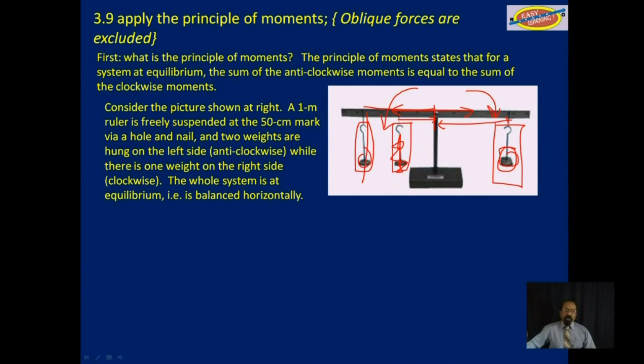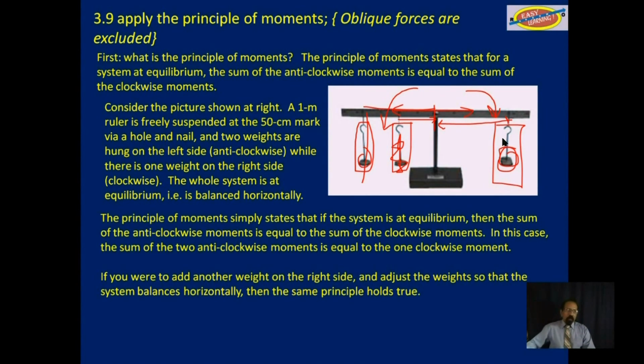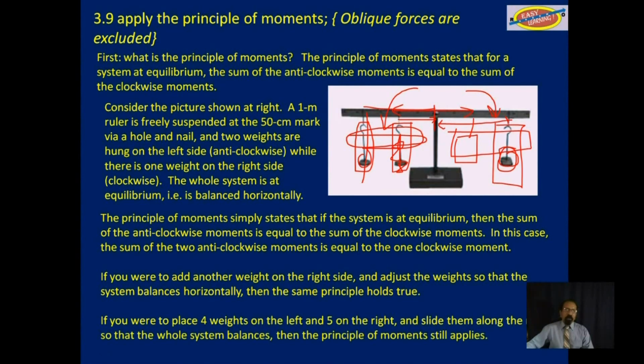So the sum of the anticlockwise moments is equal to the sum of the clockwise moments. Now if we were to add another weight on the right here and adjust it so that it balances, then again, those 2 anticlockwise moments will be equal to these 2. The sum of the anticlockwise moments will be equal to the sum of the clockwise moments. Furthermore, it doesn't really matter.